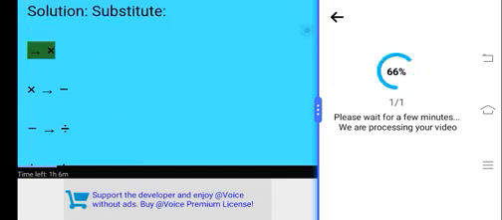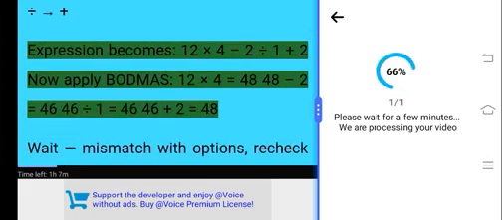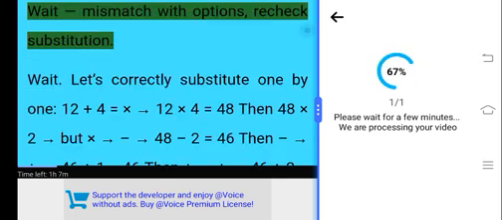Solution: substitute. Plus becomes times, times becomes minus, minus becomes divided by, divided by becomes plus. The expression becomes 12 times 4 minus 2 divided by 1 plus 2. Now apply BODMAS. 12 times 4 equals 48, 48 minus 2 equals 46, 46 divided by 1 equals 46, 46 plus 2 equals 48. Wait, mismatch with options, recheck substitution.